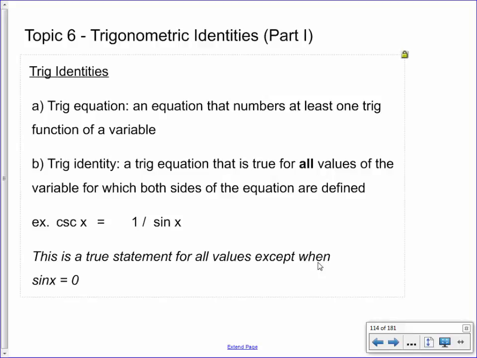So the next two lessons, I don't know what we'll do today. If we get through both, we do. If we don't, we just do part of it tomorrow. That's fine too. They both kind of blend together. They're called trigonometric identities.